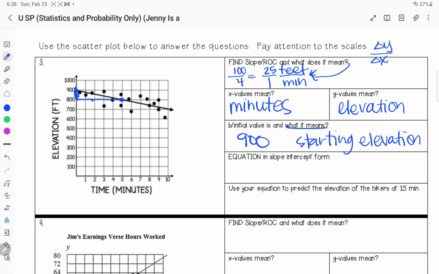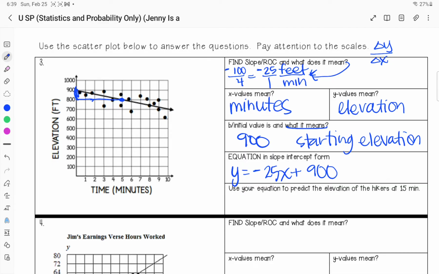So our equation would then be y equals, there's my m, so -25x plus 900. Ooh, I made a mistake. My slope is going down, so this would be a drop of 25 feet every minute, or a drop of 100 feet in 4 minutes. So I say that because I lost it right there. Okay. So it should be a drop of 25 feet every minute.